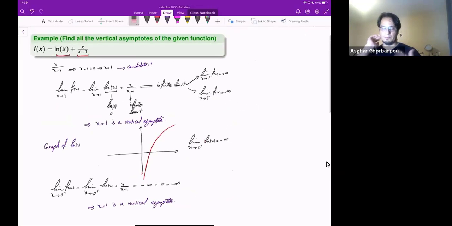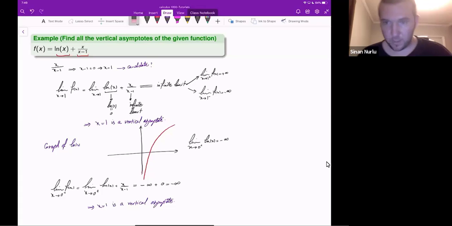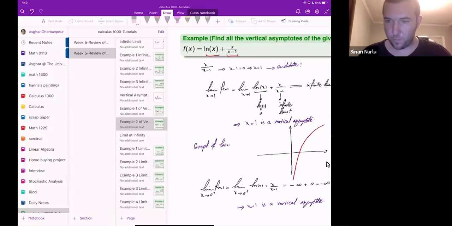And that's it for this one, because everywhere else ln is nice, x/(x minus 1) is nice, their limit will be sums of the limits and we never get an infinite limit. Are we good? Yeah, I think so. Okay.